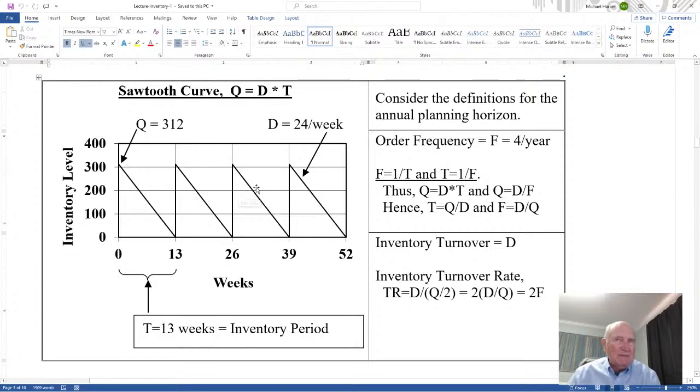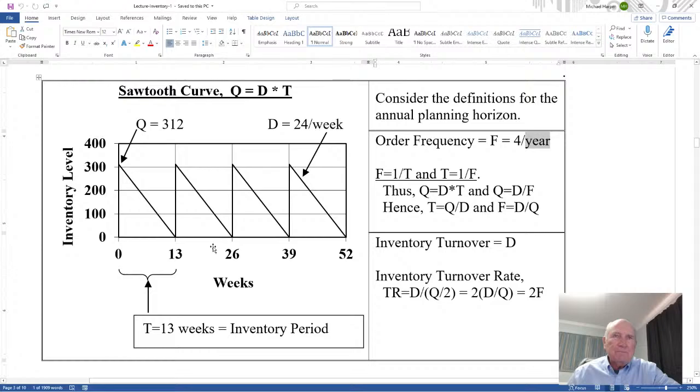But from this, let's go a little bit deeper and consider two definitions for this Sawtooth Curve. Suppose we have an annual planning horizon. In other words, we're looking at the whole year. Well, notice this is 52 weeks, and 52 weeks is a year. So over this year, how many times did we receive and use up an order? Well, we did it 1, 2, 3, 4, and that's called the order frequency of this inventory policy. So the annual order frequency from the Sawtooth Curve is 4 per year. Notice we have time related to it, and that time is in the denominator.